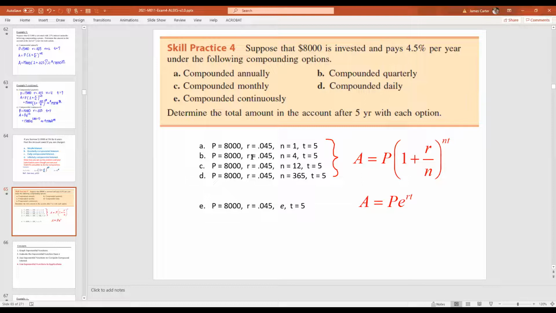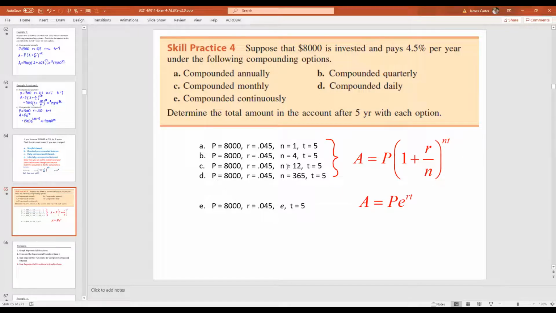Okay, what if we compute it quarterly? That means 4 times a year. Well, we've still got the same principal. We've still got the same interest rate. Now we're going to have a 4 here, and we're going to have 4 times 5, or 20, for the power.